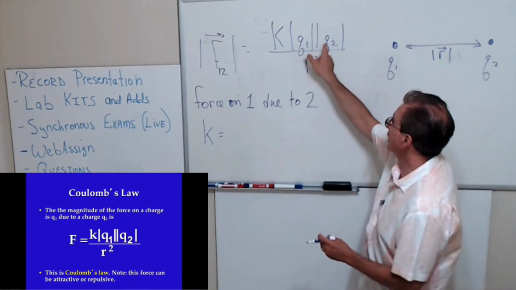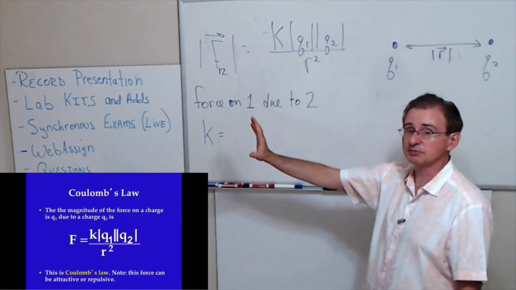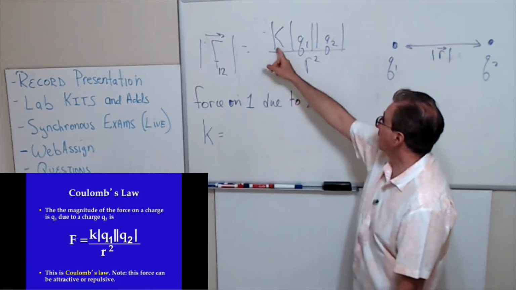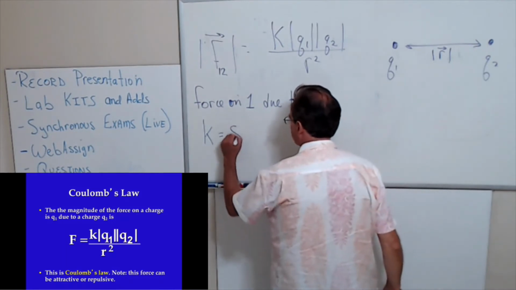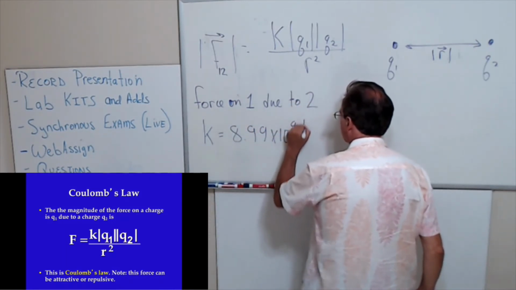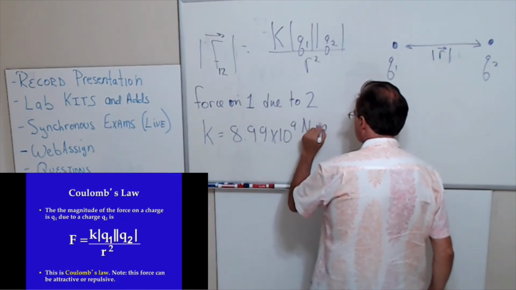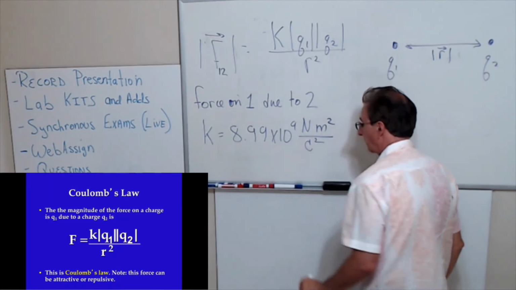In gravity, these are m's. You still have the r there. Remember, r is the distance between them. It's not a radius. And then K is the difference here. So the Coulomb constant is about 8.99 times 10 to the 9th newton meter squared per coulomb squared.